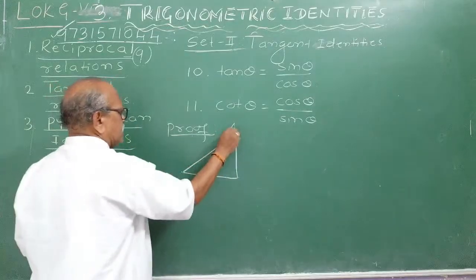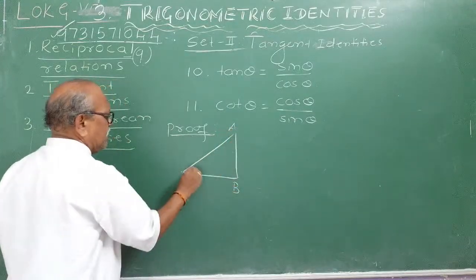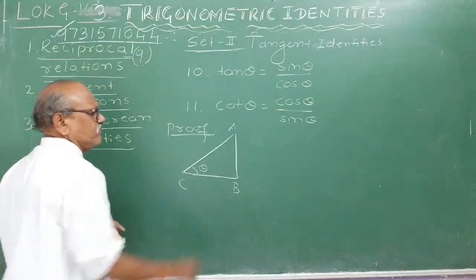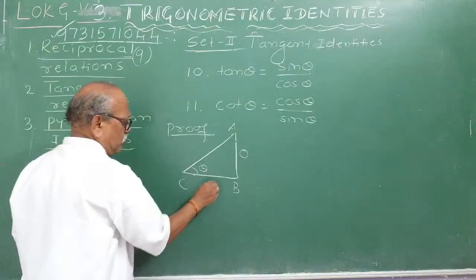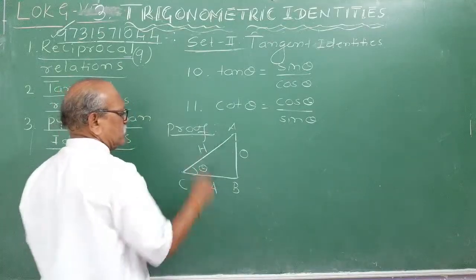Let me again take the same triangle ABC, and consider this angle as theta. Theta is the reference angle. This will be opposite, this will be adjacent, this will be hypotenuse.